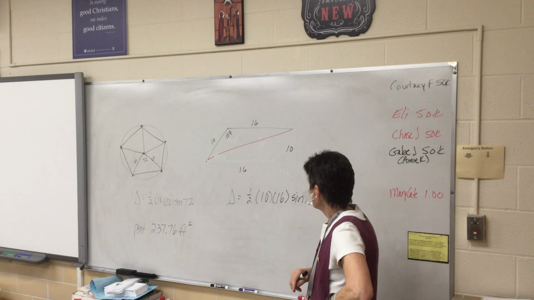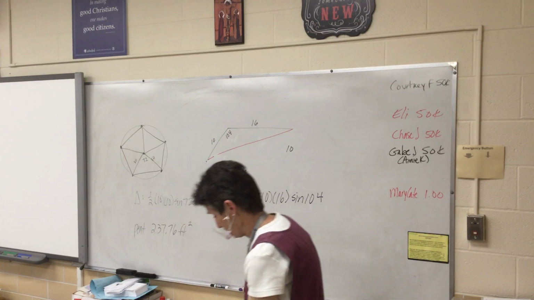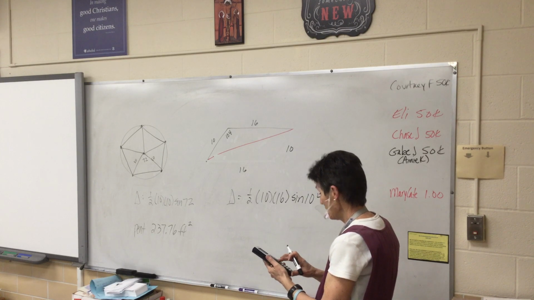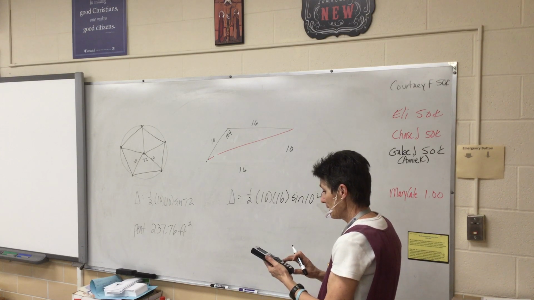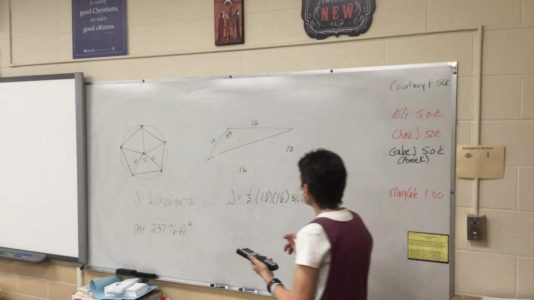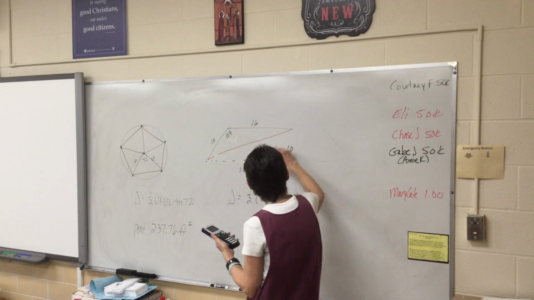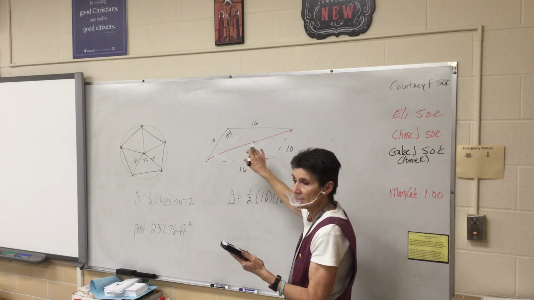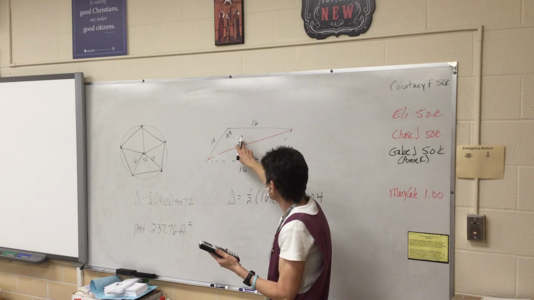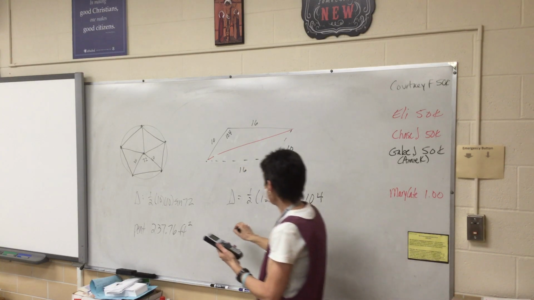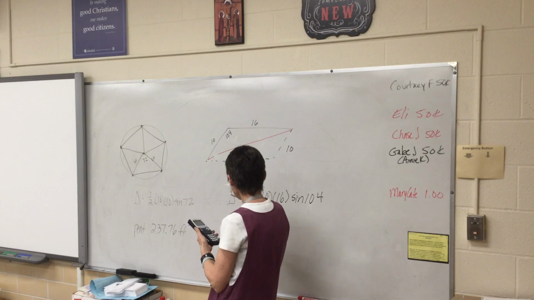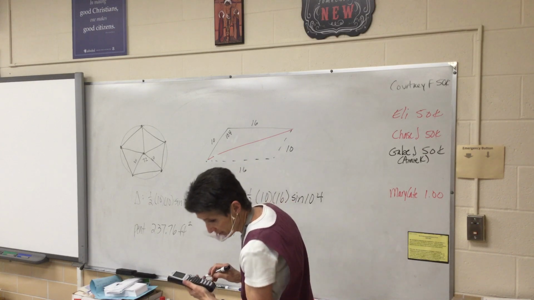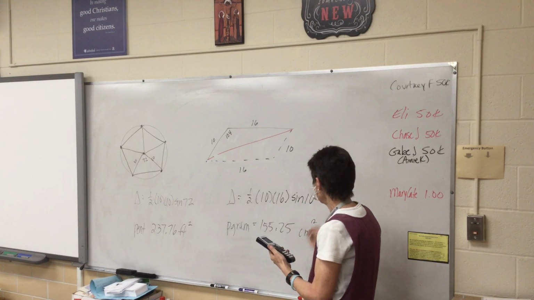Now, what do I do with this number? So 1/2 times 10 times 16 times sine 104, and then times 2. Perfect. Because, let me draw the rest of my parallelogram in there. Aren't there 2 of these triangles here? And they're exactly the same. So whatever that area is, that's this one, so I'll just double it. And my answer for my parallelogram is 155.25 centimeters squared.